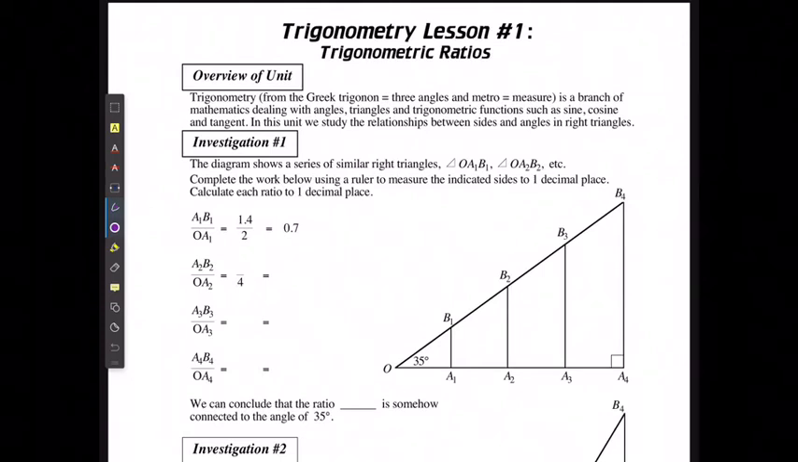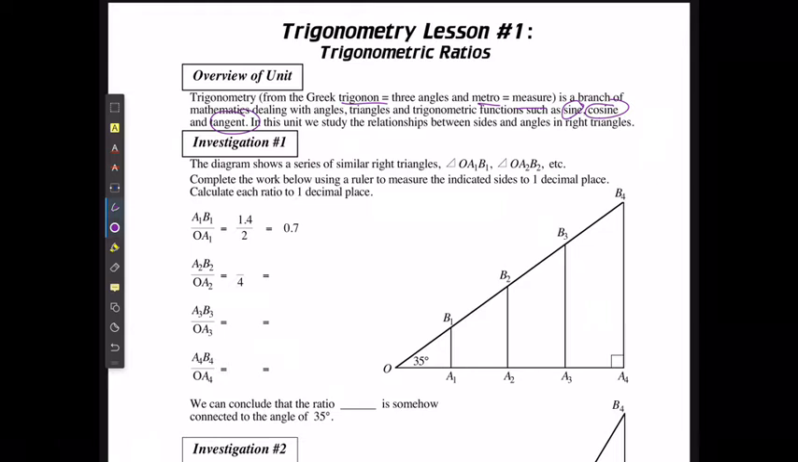The next unit we're going to be taking a look at is trigonometry. So, for trigonometry, from the Greek word trigonon, three angles, and metro, being measure, is a branch of mathematics dealing with angles, triangles, and trigonometric functions such as sine, cosine, and tangent, or sin, cos, and tan, that you probably see on your calculator but you might not have used in the past.